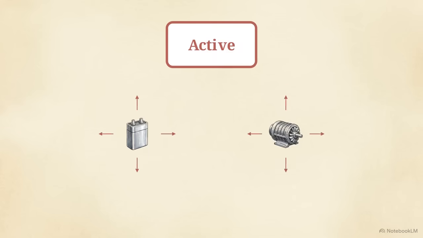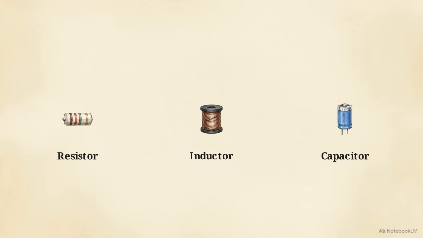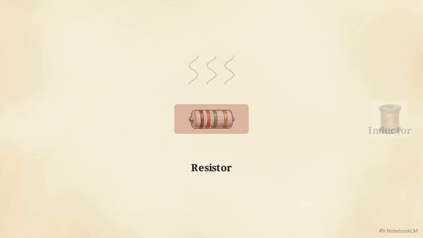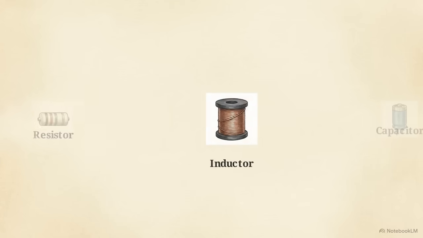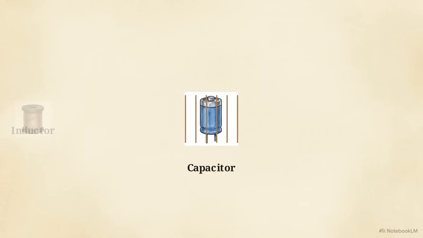Active elements, such as batteries or generators, possess their own energy and push it outward into the system. Passive elements do not have their own energy, they simply receive it. These passive elements process energy in three distinct ways. A resistor consumes energy and releases it as heat. An inductor stores it within a magnetic field, and a capacitor stores it inside an electric field.